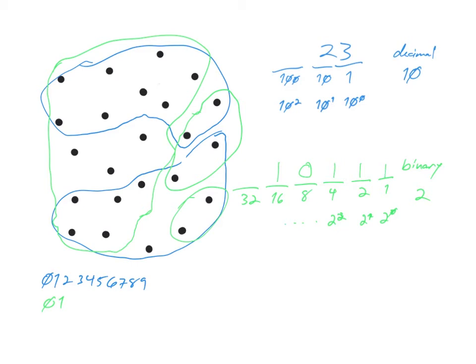And so our binary number is 10111. That is binary, basically. If I were to do this with 8 binary digits, it would look like this.